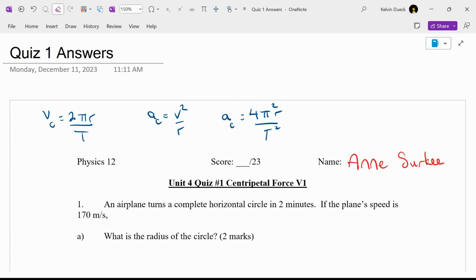I already had two kids last block say, why am I getting the wrong answer? Because you found the acceleration, not the force. Oh, yeah. Number one then says this.